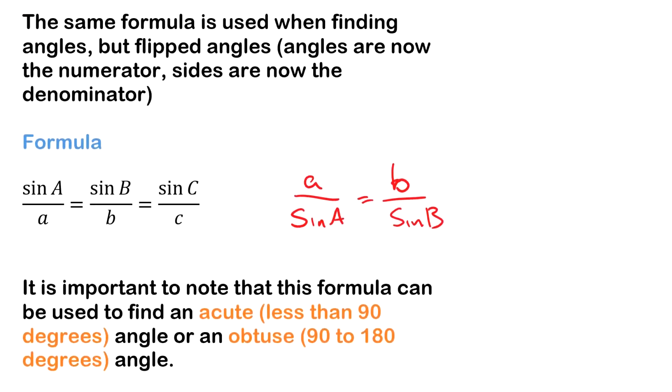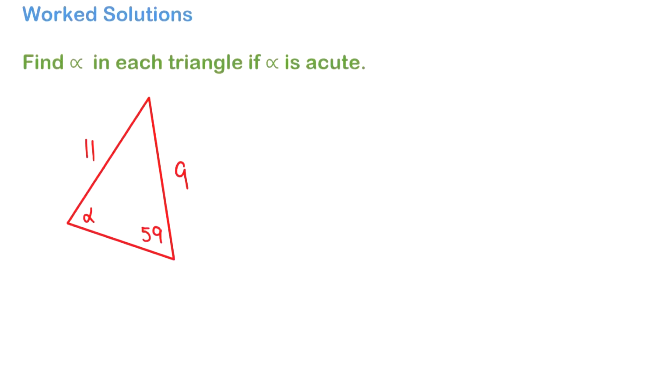Now it's important to note that this formula can be used to find acute angles, which are angles that are less than 90 degrees, but it also can be used to find obtuse angles, which is 90 to 180 degrees. So we're going to do two examples in this video covering both types. In this one, we need to find alpha in each triangle if alpha is acute.